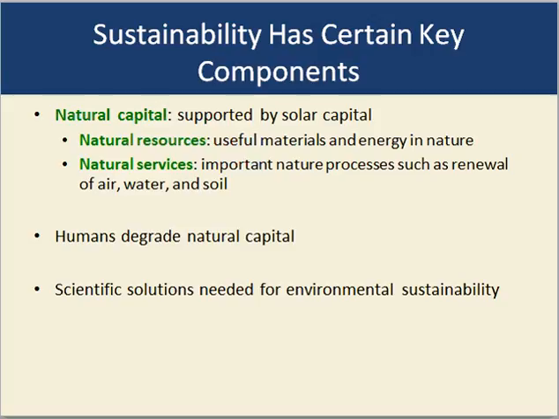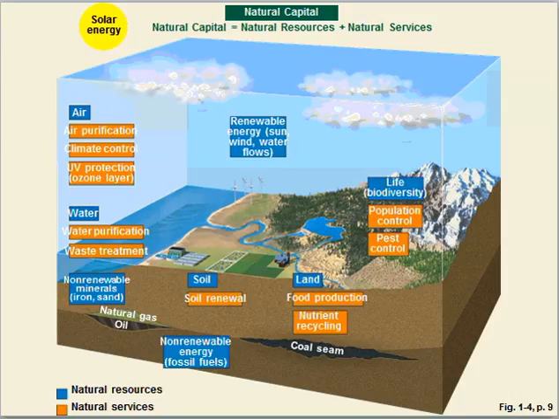Sustainability has certain key components, and one of them is natural capital, and then you'll see the term natural resources, which are useful materials, and natural services. And I think this diagram explains it quite well. Our natural capital equals the resources, which are shown in blue, plus the services that they provide.